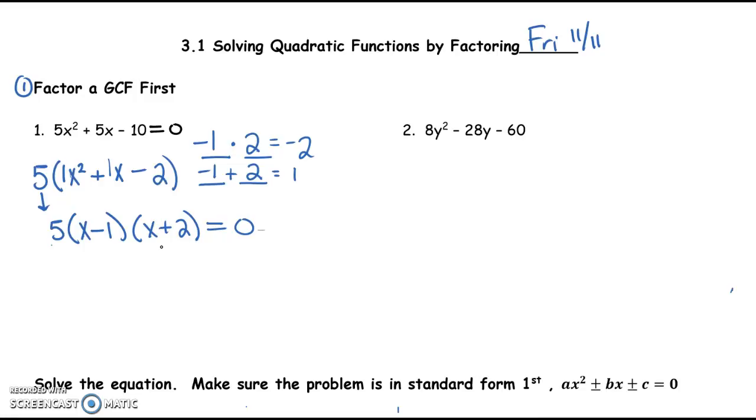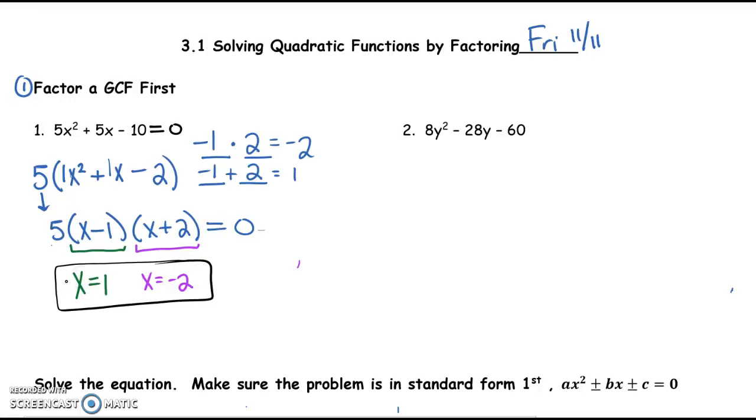That means that one of those three things has to be 0. We can't make 5 equal 0 because it equals 5. But if we wanted to make x minus 1 equal 0, what would x have to be? Positive 1. So one of our solutions is positive 1. What would x have to be to make x plus 2 equal 0? Negative 2. So this is the same as finding your x-intercepts, but you're looking at when would each set of parentheses equal 0. So our solutions are x equals 1 and x equals negative 2.